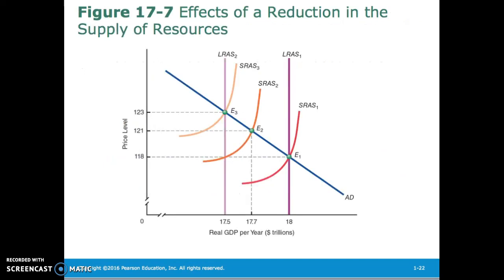This shows graphically what the effects of a reduction in the supply of resources would look like. We see that initially we're in equilibrium, where long-run aggregate supply, short-run aggregate supply, and aggregate demand are equivalent. When we reduce the supply of resources, our long-run aggregate supply is reduced, and so we move along with new short-run aggregate supply curves, shifting back until we end up in equilibrium again with a higher price level and a lower real GDP per year.